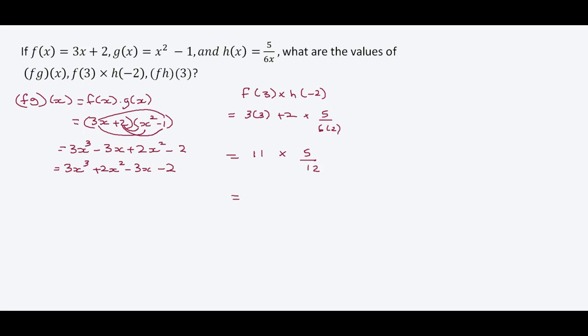So that's going to give us 55 over 12. If you want to be adventurous, let's put an or right here. You can convert to a mixed fraction or a mixed number. So that's going to be 4, 7 over 12.